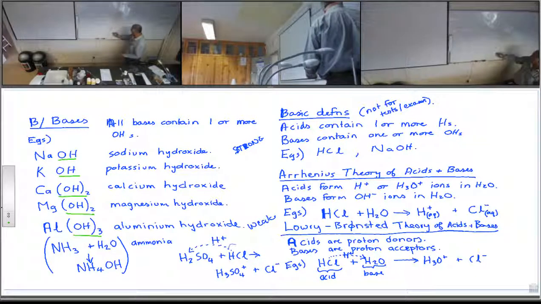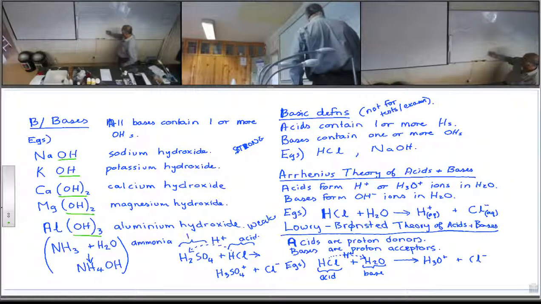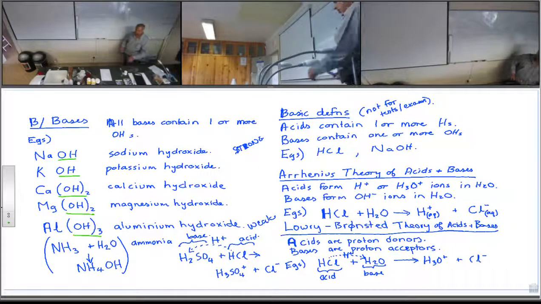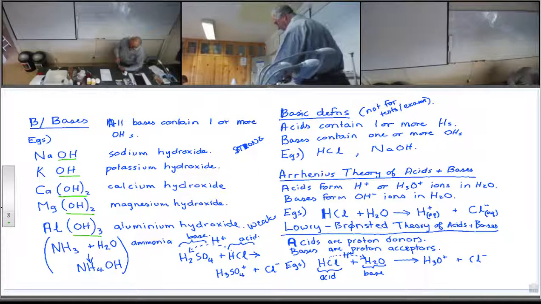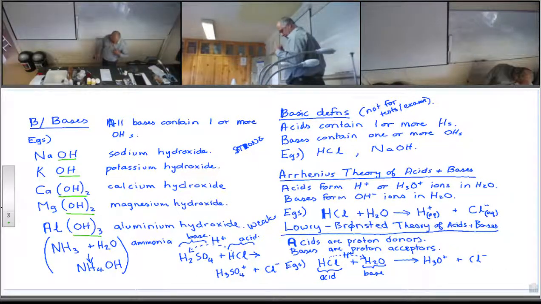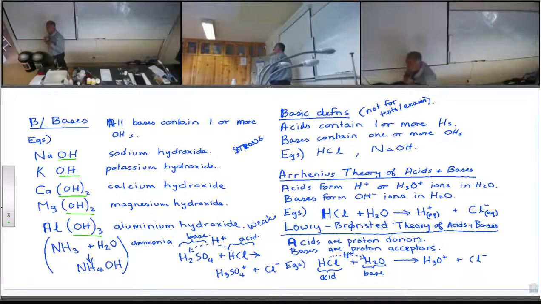What does that make this? An acid, because it donated. And this is the base, because it received. You have to know what is known as the Ka value of a compound, which at this stage you don't have a clue about. Okay. Yes?